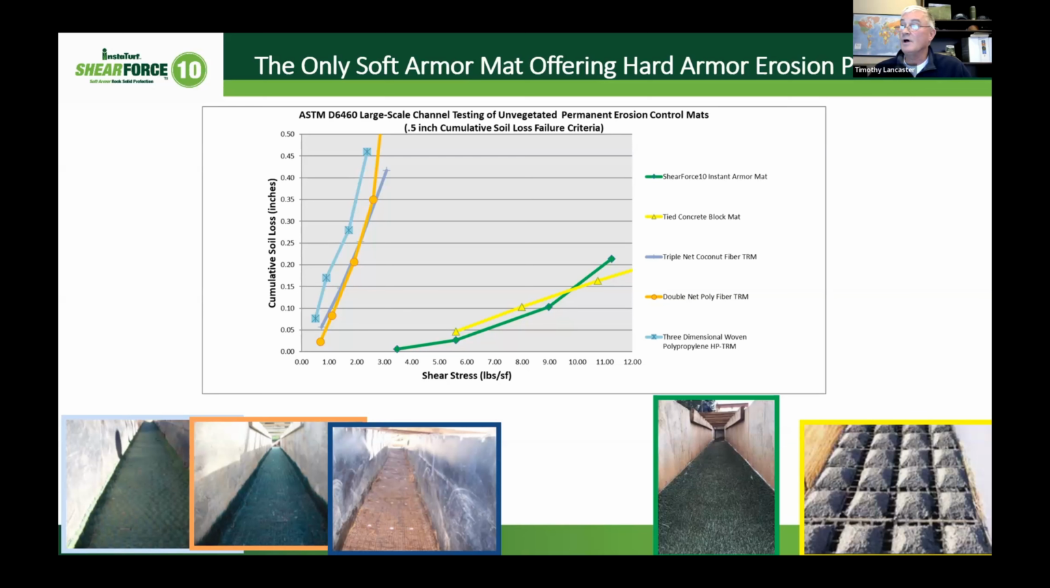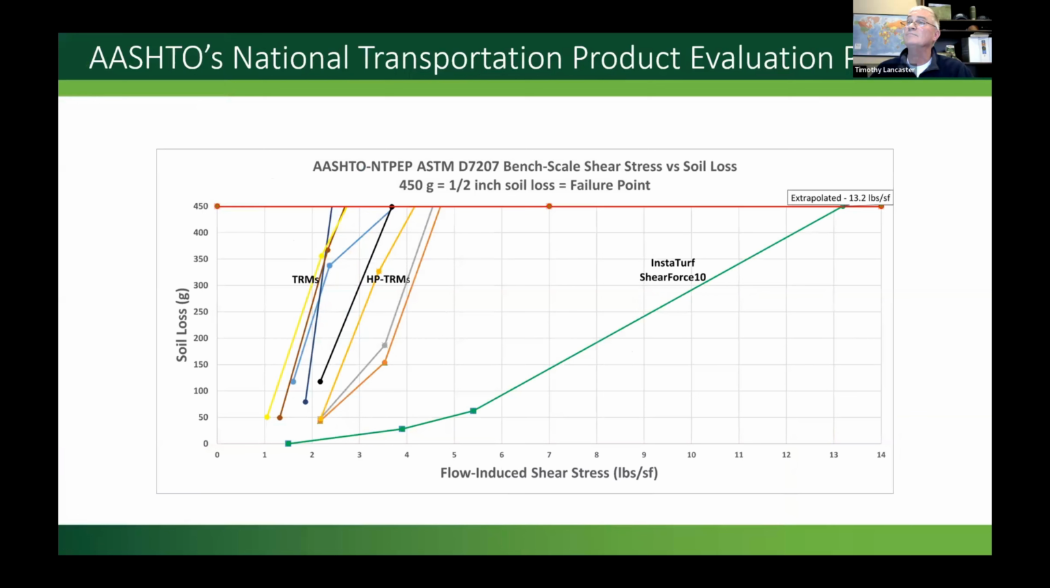Soil loss from under the product, up to 11 to 12 pounds of shear, was only 0.2 tenths of an inch versus the half-inch failure point. So the product didn't actually fail through this test. We've actually backed that testing up with some bench scale testing here recently.